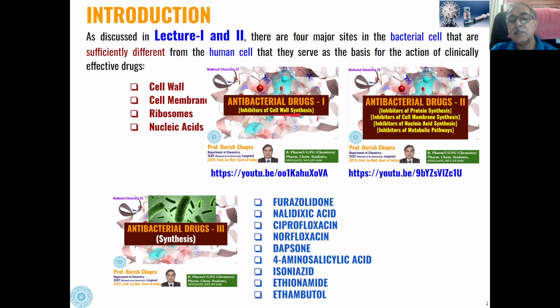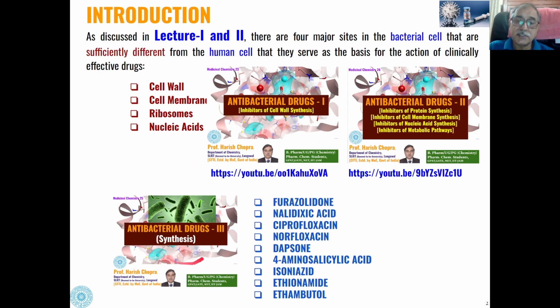In the first lecture, we discussed inhibitors of cell wall synthesis, how antibacterial drugs can inhibit the cell wall synthesis in bacteria. Whereas in the second lecture, we discussed how antibacterial drugs can act by inhibiting protein synthesis or cell membrane synthesis or nucleic acid synthesis or metabolic pathways in different types of bacteria.